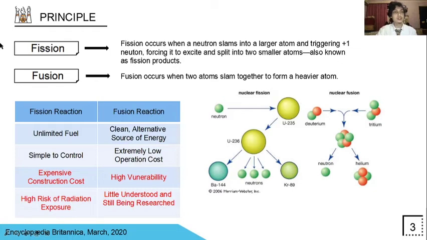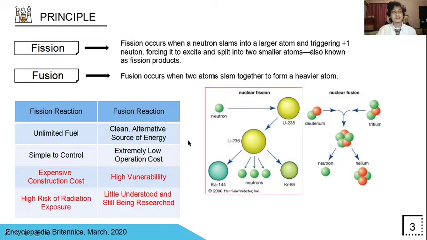Here are the principles of fission and fusion. Fission occurs when a neutron slams into a larger atom, triggering one or more neutrons and forcing it to become excited due to its unstable condition and split into two smaller atoms, also known as fission products. Fusion occurs when two atoms slam together to form a heavier atom.